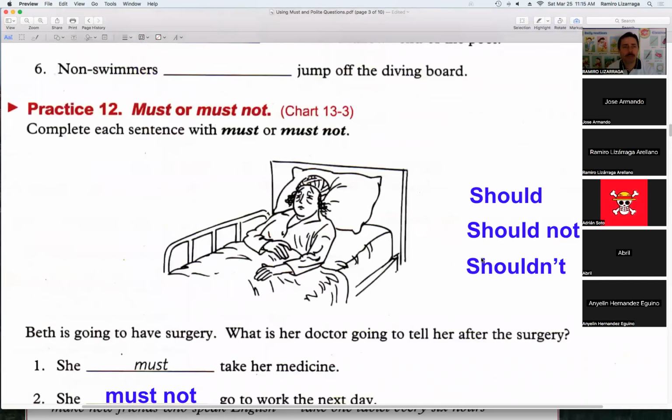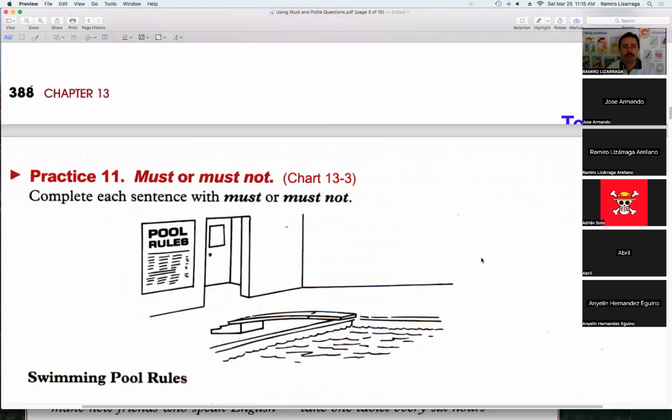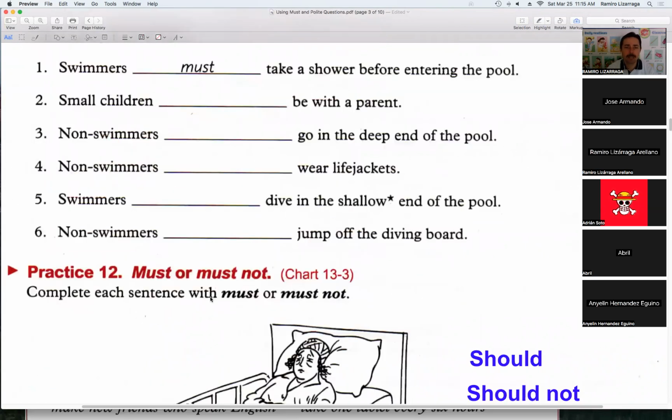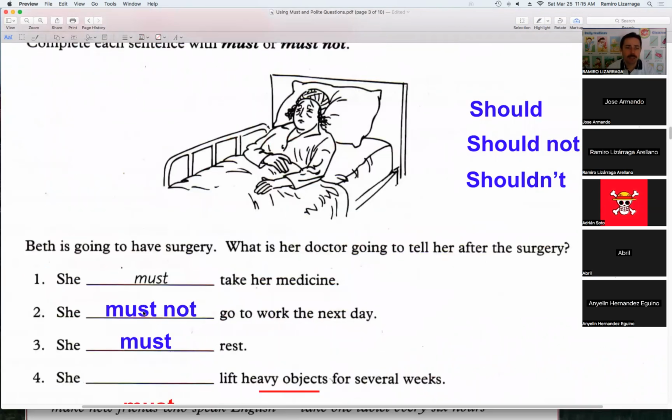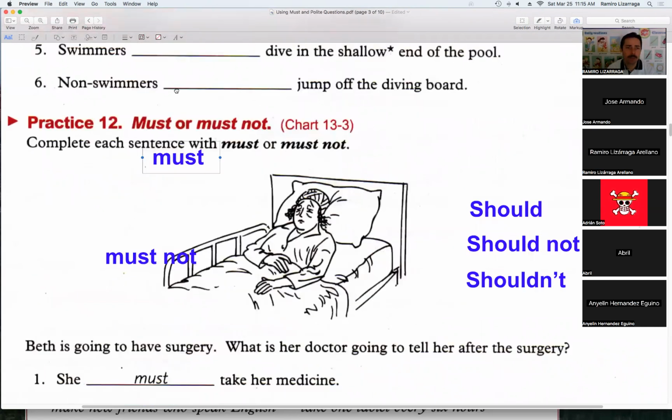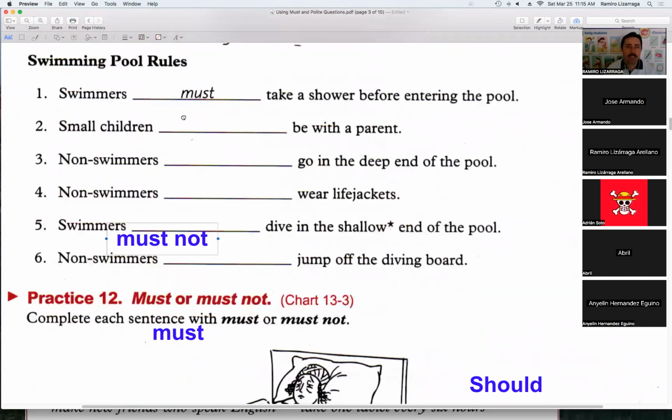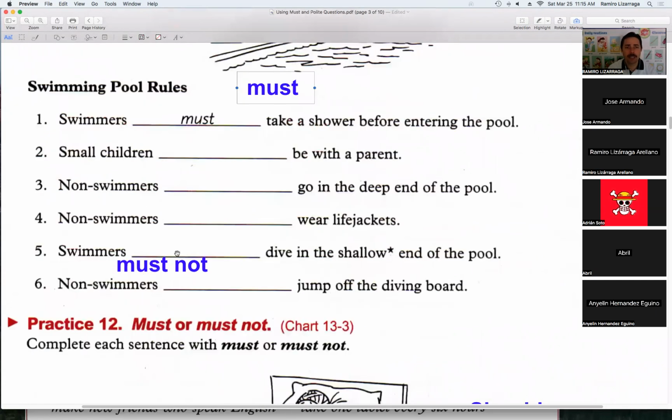Oh, bueno, como ya terminamos, podemos también lo mismo acá, ¿no? Vamos a aplicar lo mismo, el must not y el must. Vamos a hacer la que sigue también. Aquí vamos a hablar de las reglas de una piscina, a pool rules, ¿no? Entonces vean cómo el must sí se aplica en reglas, en reglamentos, en leyes. Dice, swimmers must take a shower before entering the pool. Esto siempre lo leemos, no sé si les ha tocado.